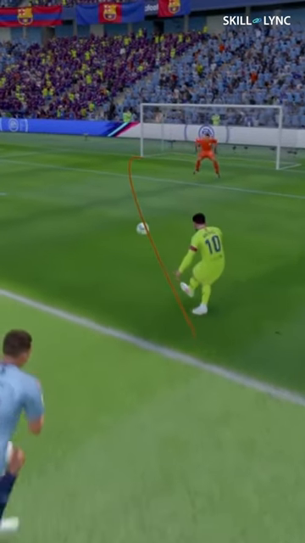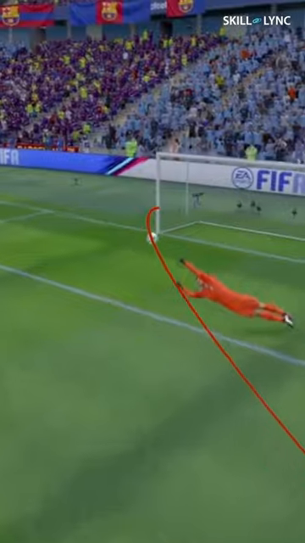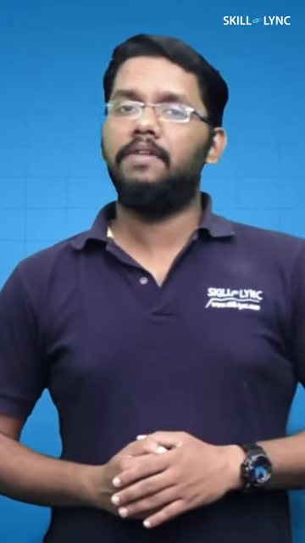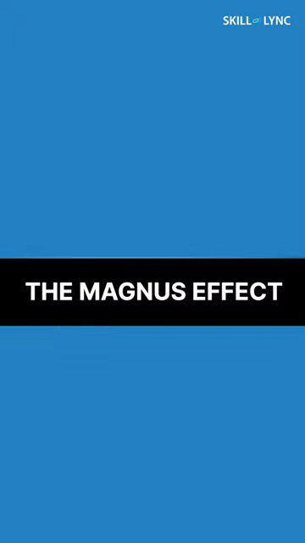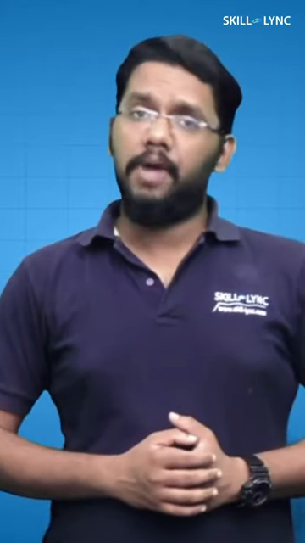If you watch a lot of football, you would know that players often curve the ball during free kicks to score a goal. This curve of the ball is a great example of a concept in physics called the Magnus effect. You might have probably learned it in your school days. The Magnus effect occurs due to the pressure difference created by the rotating body.